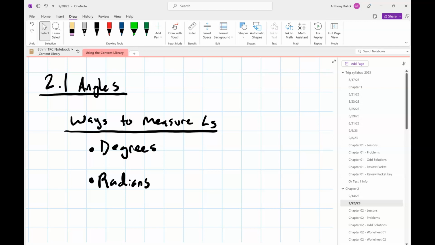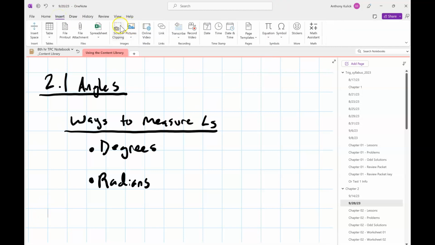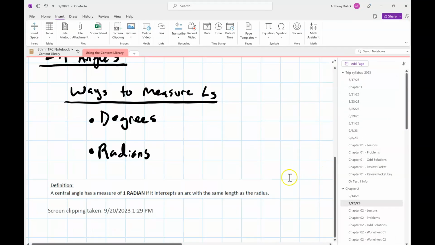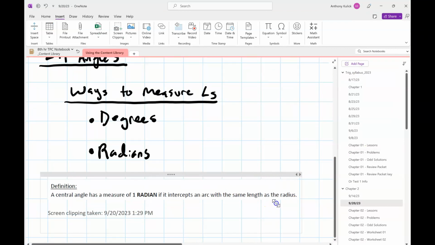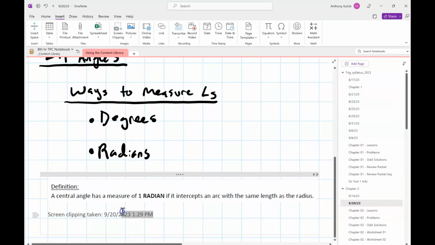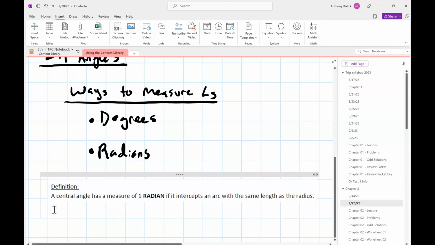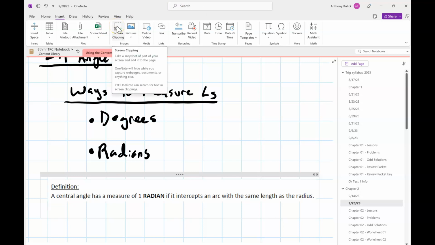Given that this is a new concept, let's start with just the general definition of what a radian is. The definition is as follows. We say a central angle has a measure of 1 radian if it intercepts an arc with the same length as the radius. Mr. Kulik, I don't have any stinking clue what the heck you mean by that. Yeah, I know. That's okay. There's a lot of vocabulary in that, particularly geometry vocab.